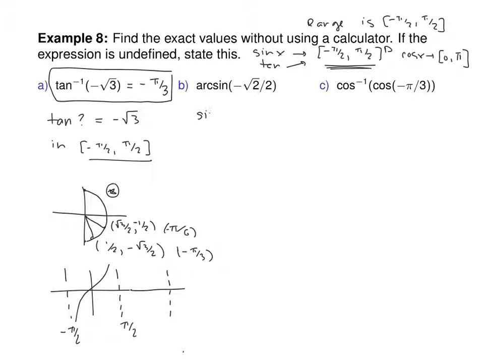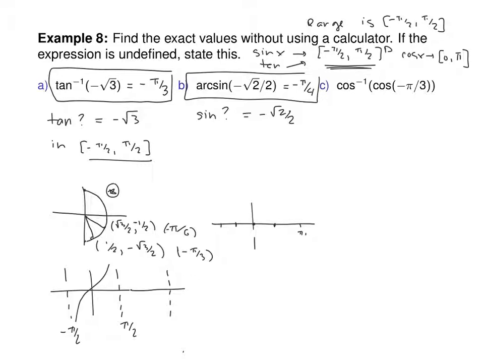Okay, sine of what number gives you negative root 2 over 2? Negative pi over 4. And I can also give you a quick explanation as to why they chose those values for sine. So sine's picture looks like, so if there's pi, here's pi over 2, negative pi.